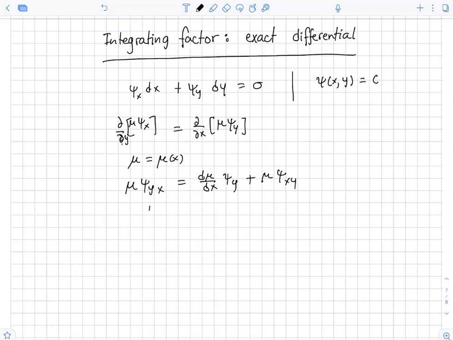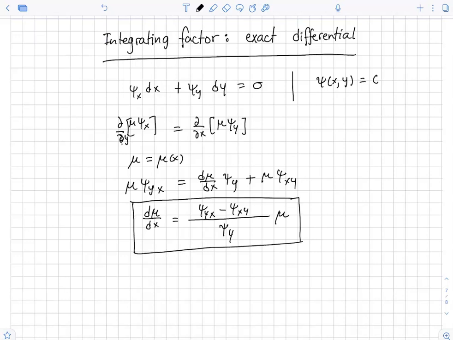So you isolate d mu dx on the left hand side. On the right hand side, d mu dx is multiplied by psi y, so you divide everything by psi y, and then you collect other terms. What you see is psi yx minus psi xy times mu, and this relationship is easy to understand. There is a sequence. On the left hand side is d mu dx, and on the right hand side the denominator is psi y. So here is x, here is y. The numerator starts with psi yx minus psi xy, since you're differentiating with respect to x, assuming that mu is a function of x.